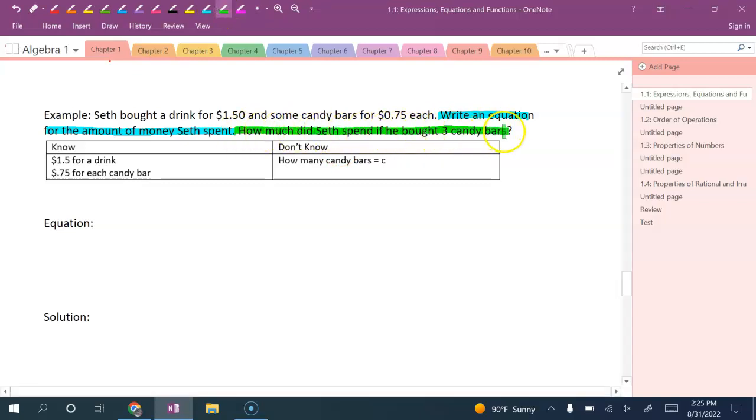So I created this little know, don't know chart here. And the information I know is the cost of my items. So I know that it's $1.50 for a drink and it's 75 cents for a candy bar.